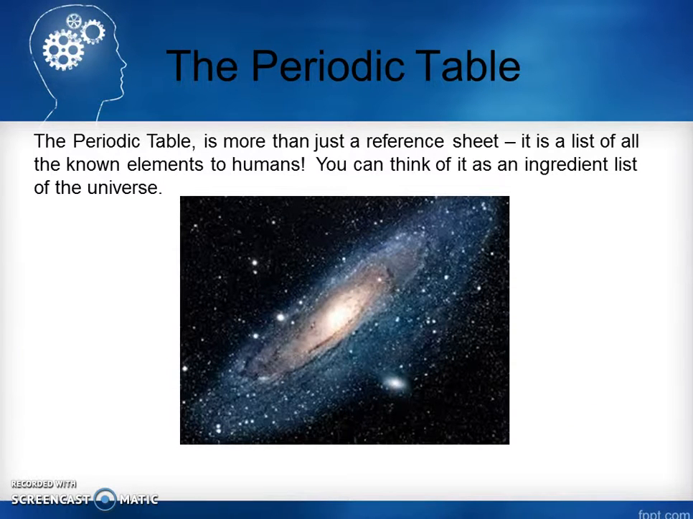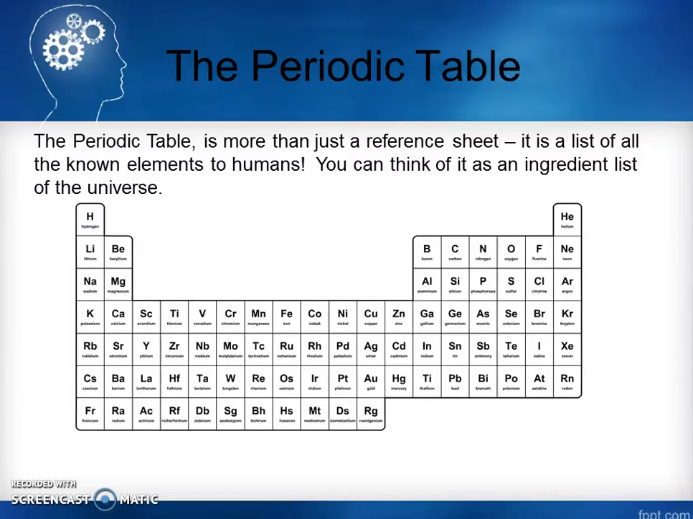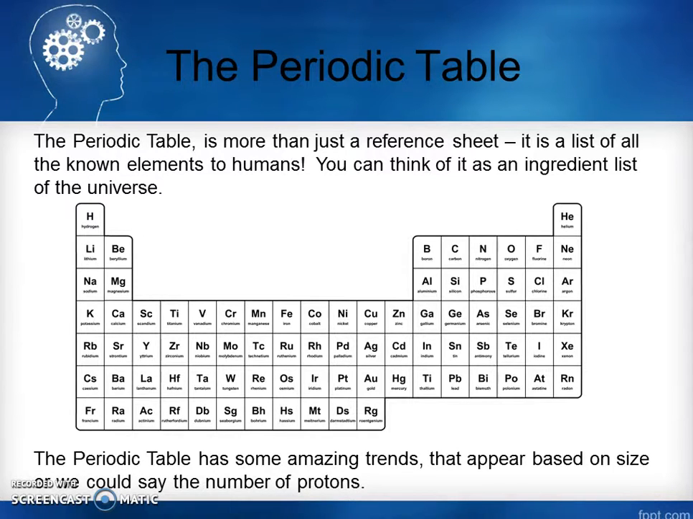Okay. Periodic table. Let's take a little look at that. The periodic table is more than just a reference sheet. It is a list of all the known elements to humans. So you can think of it as an ingredient list of the universe. There it is. So that universe is all on that piece of paper. The periodic table has some amazing trends that appear based on the size of the atom, the periodic as in it repeats itself. The size is also based on protons, which we'll get into more in the next module.